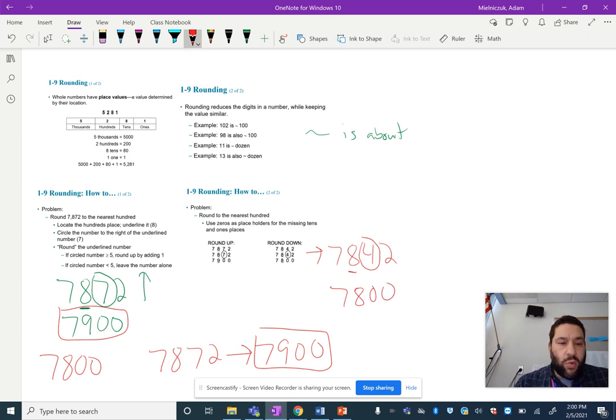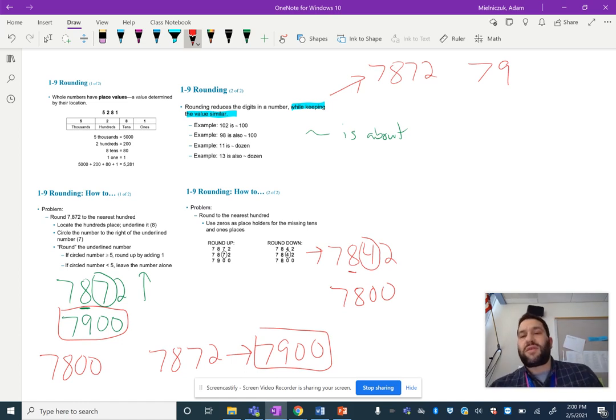Okay? Remember where it said, while keeping the similar value. Okay, we see that over here. If we had the number 7,872, this doesn't round up to 79 because that doesn't keep the value similar. I mean, would you want to give me $7,872 and I only give you back $79? If you do, give me the money.